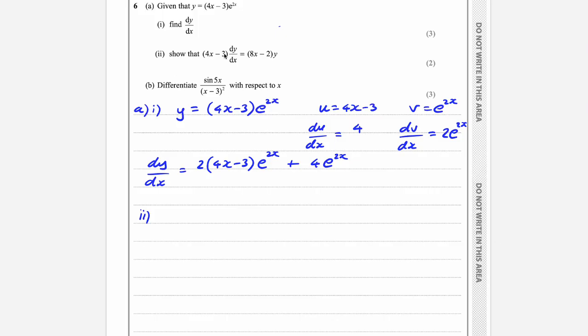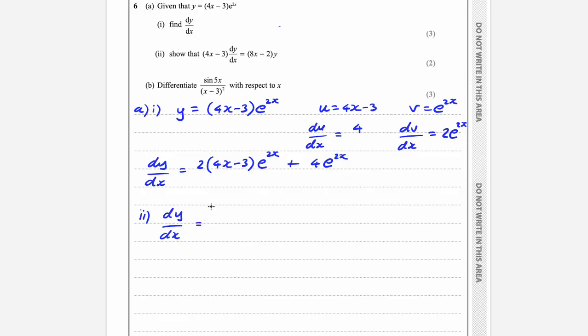Show that 4x minus 3 times dy dx equals this. Okay, so first, guys, I'm going to get... There's a number of ways you could do this, guys. You could literally just multiply this by 4x minus 3 and show that, and then multiply this by 8x minus 2 and show that they're the same thing.